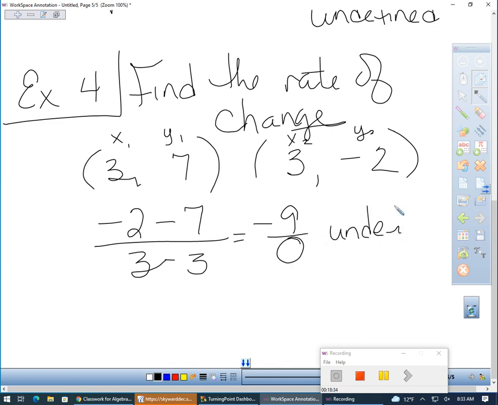So, if this is undefined, what kind of line do I have between those 2 points? It's a straight one. What kind of straight one? Vertical or horizontal? Vertical.